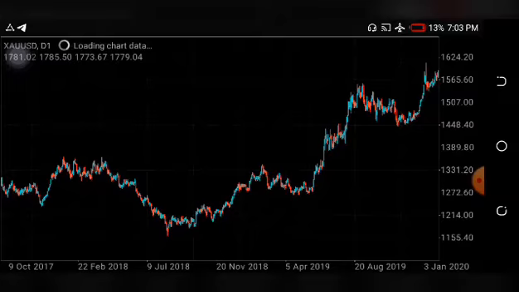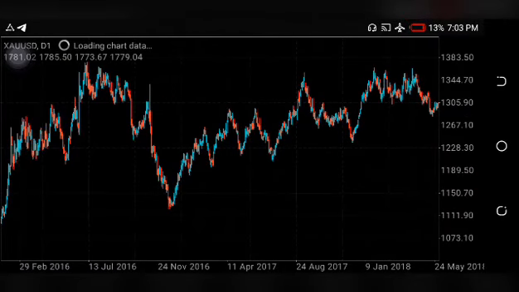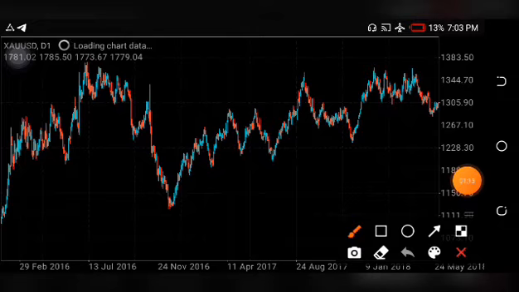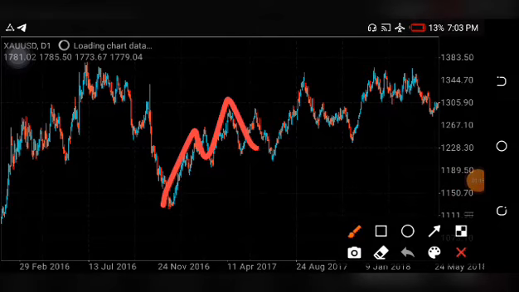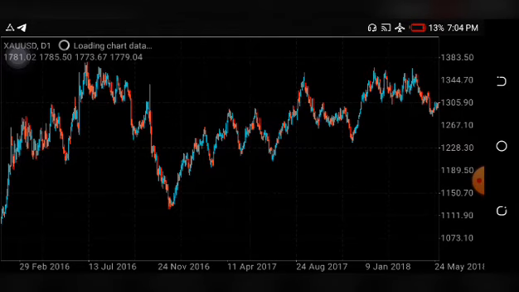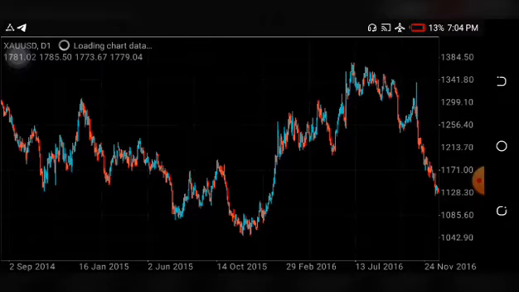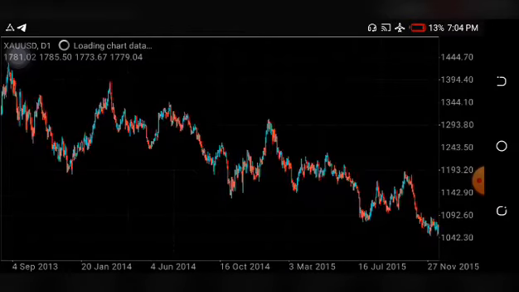Let me show you another example of an uptrend. Here also is an uptrend, but this is a small uptrend. It's a small one. It doesn't last for long. As you can see, it breaks, and becomes a downtrend. So let me show you an example of a downtrend.